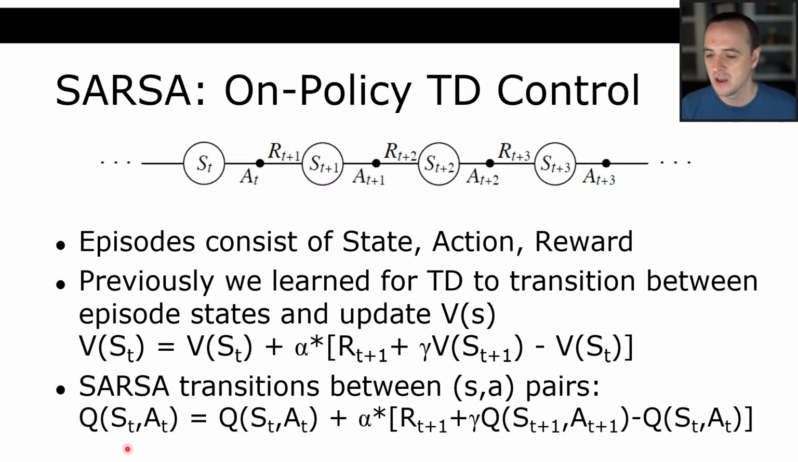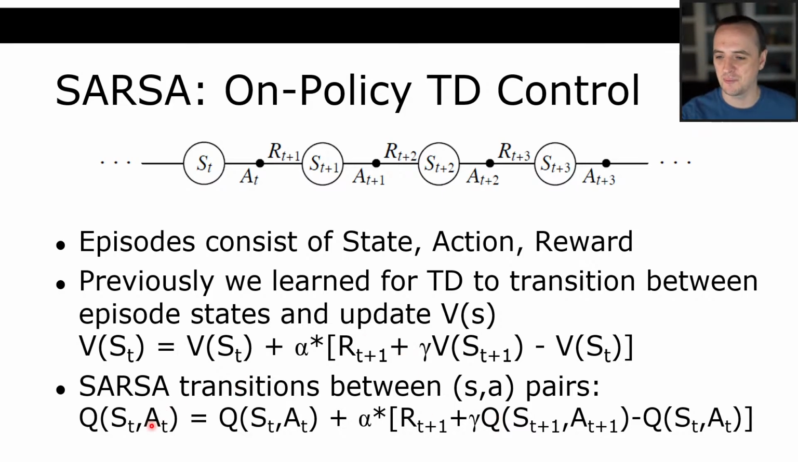This is SARSA. So the updated estimate, after we get a sample, we take Q of SA at time step t, and what we do is we take the previous value, we add our step size, we're going to multiply this by step size alpha, and we just have the reward from doing action A plus gamma times the... sorry, I've butchered this. Let me restart this line.